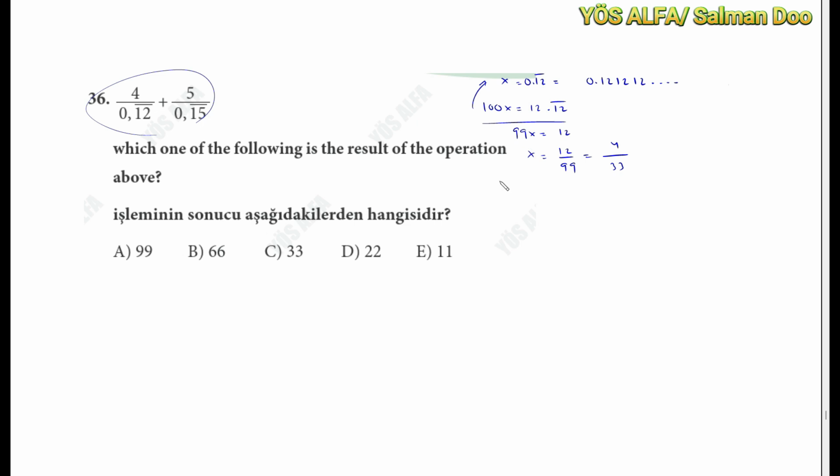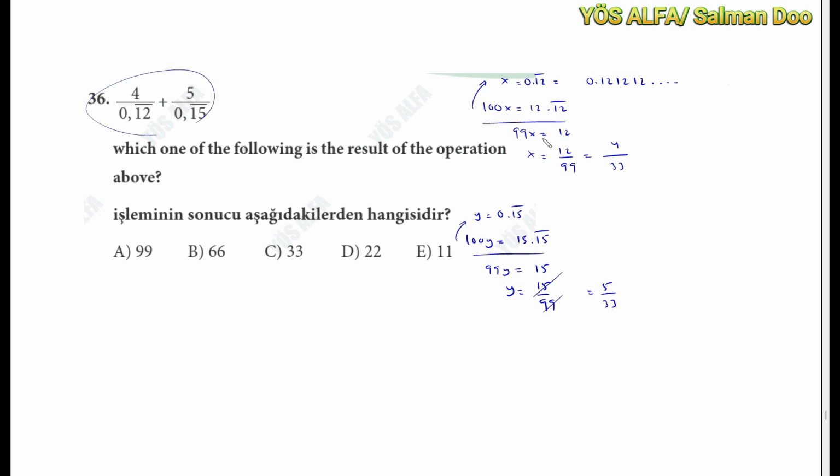And for 0.15 bar, let's do the same procedure. Let's say this is y. So 100y is going to be 15.15 bar. Now let's make the subtraction. 99y is equal to 15. From here we have 15 over 99. Let's simplify. We have 5 over 33.